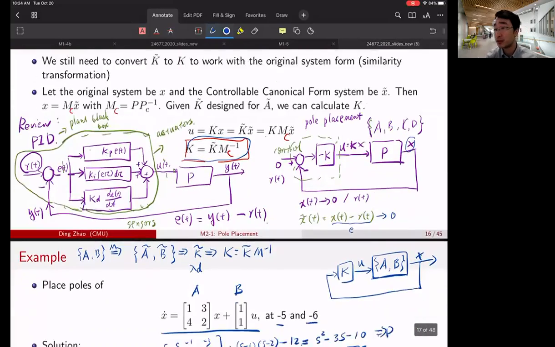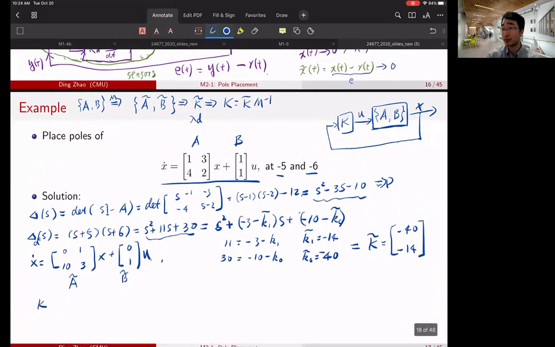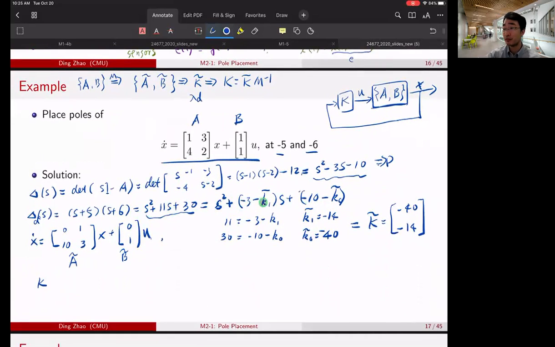Okay, so now you are here, and you tune k tilde, and you make your feedback system the desired feedback system. So calculate the k tilde. However, this k tilde is only useful for A tilde and B tilde, which are in the controllable canonical form. So we want a K that can directly work with A and B. So our last step is we need to know the similarity transformation matrix, this M, or model matrix M.